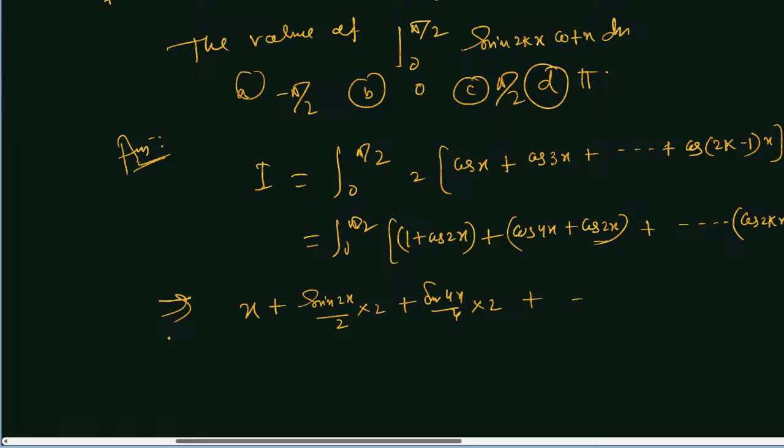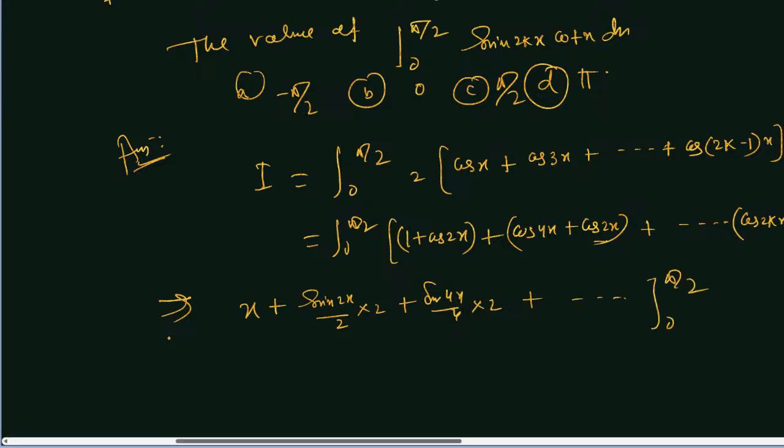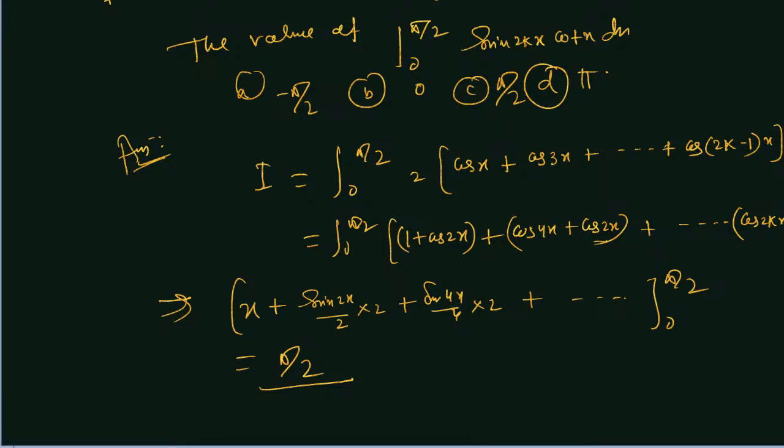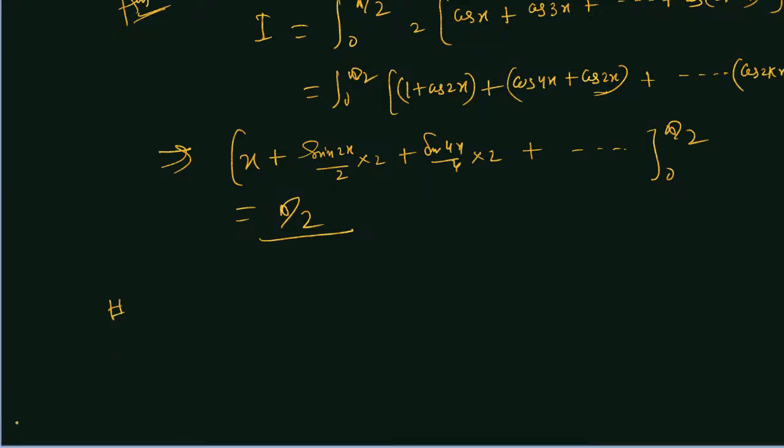We need not consider it because the limit is 0 to pi by 2. All those terms get cancelled. The value will be pi by 2. Right? Hope you have understood. The property was not required for this. But the sum I am going to ask here, you need the property. I am asking a simple sum only.